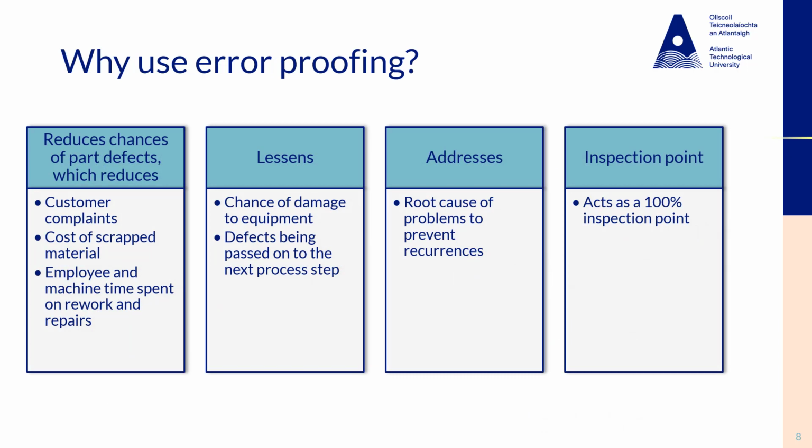So why use error-proofing? Well, we can reduce customer complaints in a manufacturing environment, reduce cost of scrap material, reduce time spent on rework and repairs. We can also use it to avoid damage to equipment, avoid defects being passed on to the next process step. We can fix the root cause of the problem, and really what's very useful in error-proofing is that it can act as a 100% inspection point, which is quite rare to get. Most inspection stations have a tolerance. But if you can create a 100% inspection point, and we look at some examples, that is a real benefit of error-proofing.